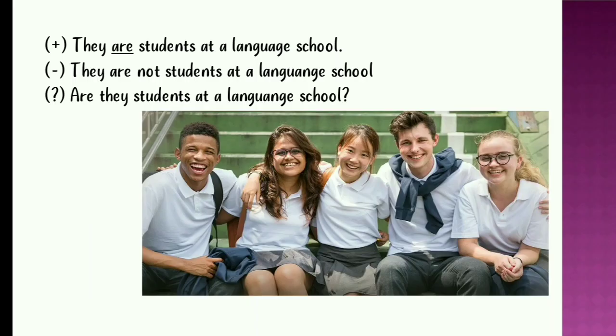Okay, and then untuk yang plural, yang lebih dari satu subjeknya, they, maka to be yang kita pakai adalah are. They are students at language school. They are not students at language school. Are they students at a language school? So that's about non-verbal. Jadi itulah dia mengenai non-verbal. Non-verbal lebih simple daripada yang si verbal. So I hope you have understood about the differences between non-verbal and then verbal.